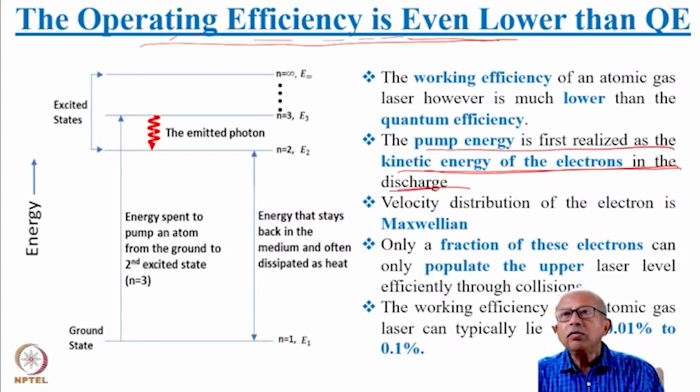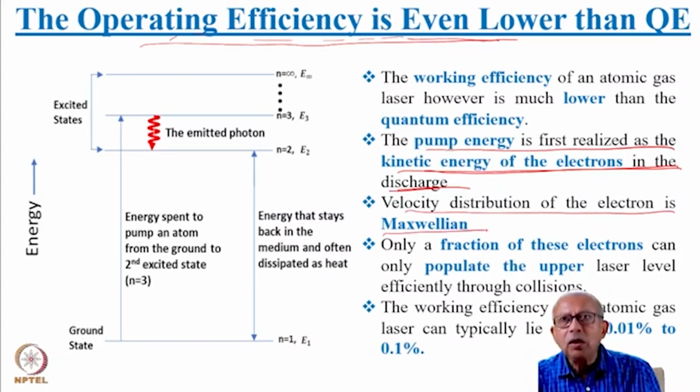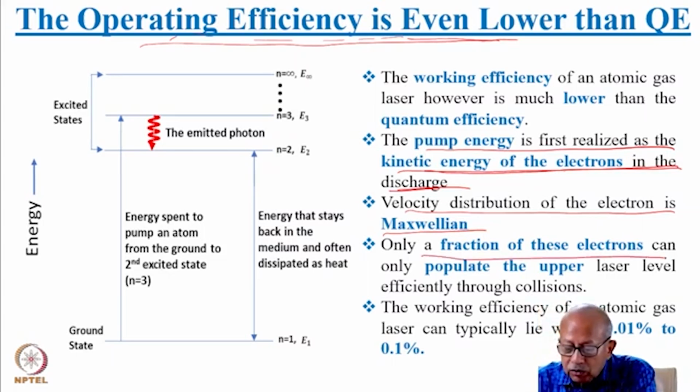So electrons will have varying kinetic energy in the discharge, and therefore widely varying velocity. The velocity distribution of the electrons is actually Maxwellian in nature. I think you have all read this when you studied kinetic theory of gases. Only a fraction of these electrons can populate the upper laser level efficiently through collisions.